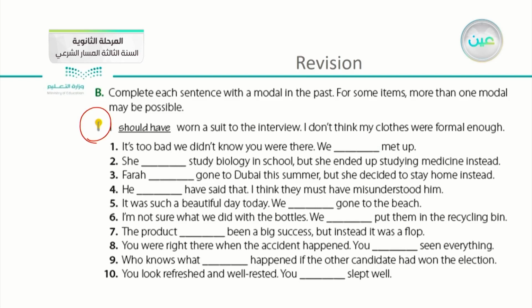He is talking about something that he should have done, but he didn't. He didn't wear a suit to the interview. So he is regretting something that he didn't do. So he said, I should have worn a suit to the interview. Number 1, it's too bad. We didn't know you were there. We met up.